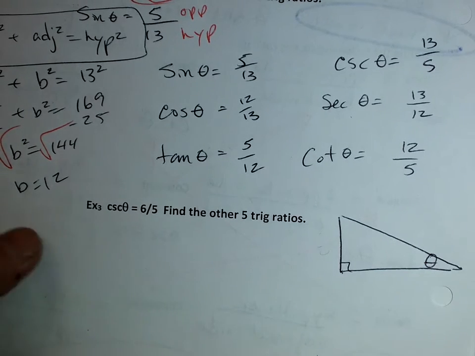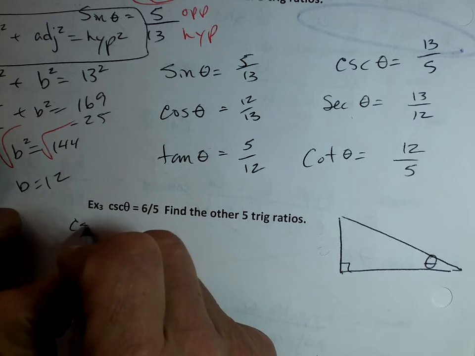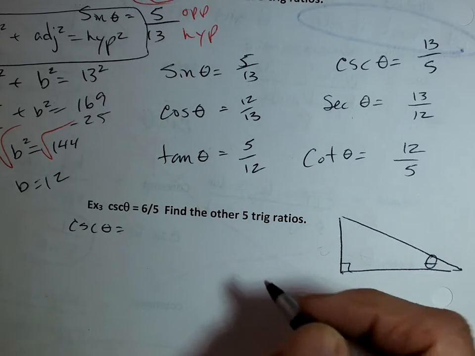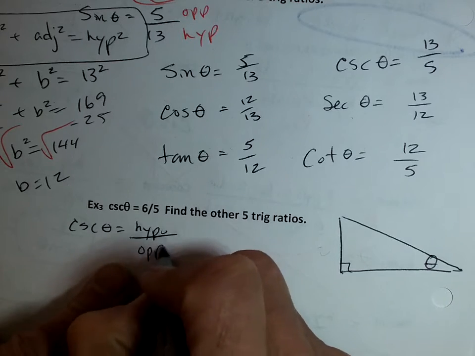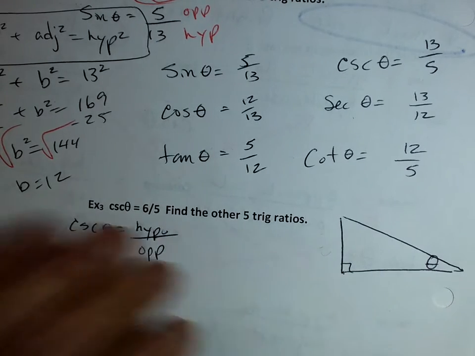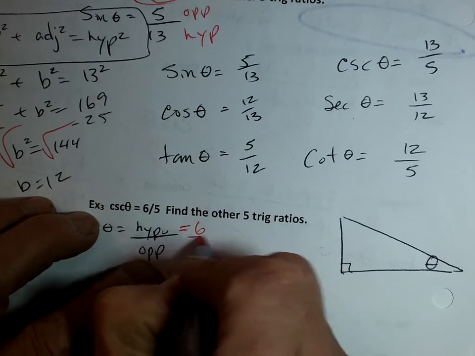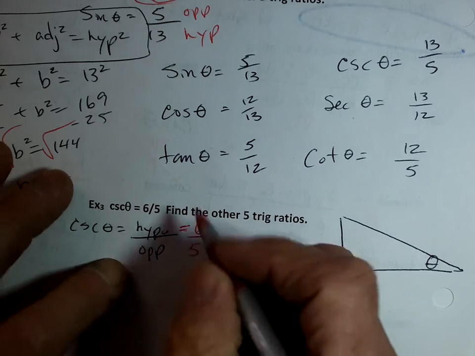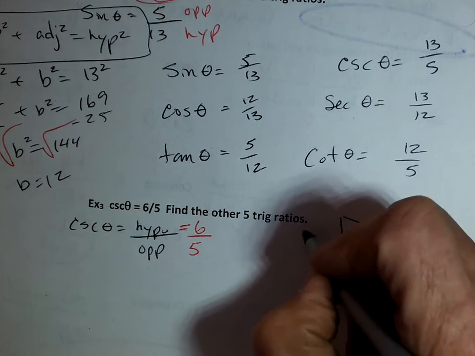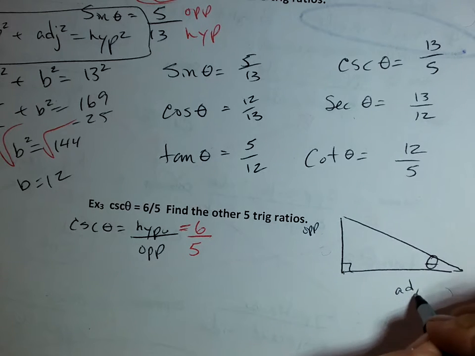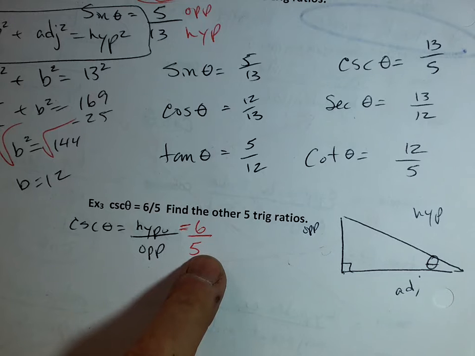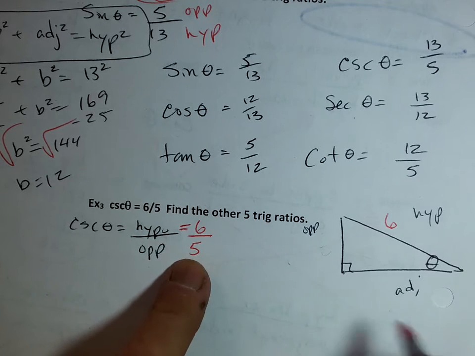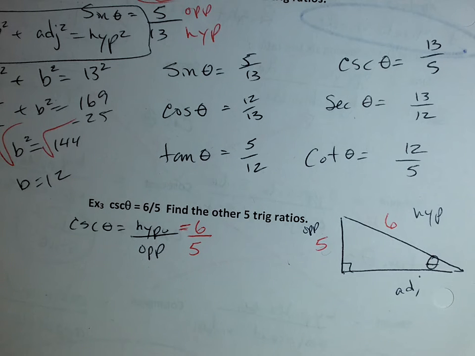And then let's see, cosecant. What is cosecant? If I look at my notes, cosecant of theta is the hypotenuse over the opposite, okay? So that means my 6 would be the hypotenuse, and my 5 would be the opposite. So this would have to be my opposite, this is my adjacent, and that's my hypotenuse, right? Hypotenuse is always along the side opposite the 90. Opposite is always opposite. So I'm going to put a 6 right here, and put a 5 here.